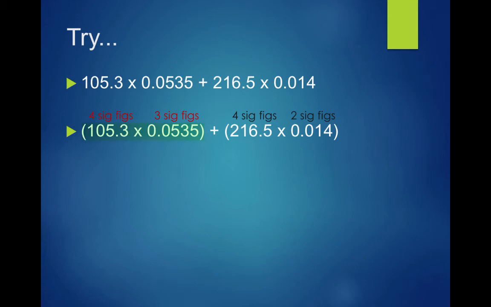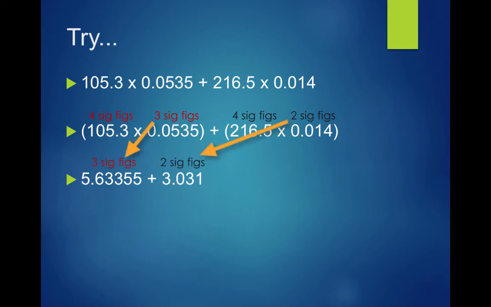When we multiply 105 with 0.0535, we get 5.63355. And when we multiply 216.5 with 0.014, we get 3.031. If we use our proper rounding rules, then our first product should round to 3 sig figs, while our second product should round to 2 sig figs, which would make 5.63 plus 3.0. However, we only round at the very end to our final answer. Now, if we were to round, you can see that our 5.63 rounds to the precision of the hundredths, while our 3.0 rounds to the tenths. Keeping that in mind, we can properly round our final answer a little bit later.